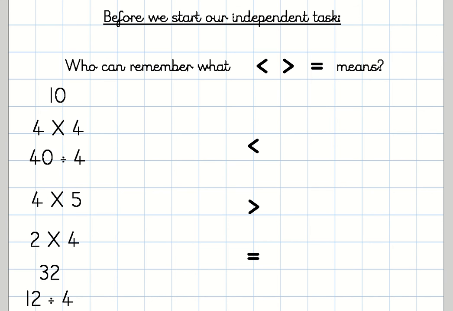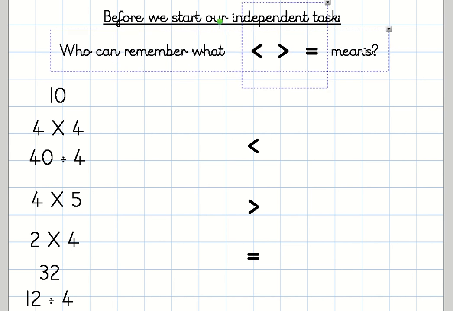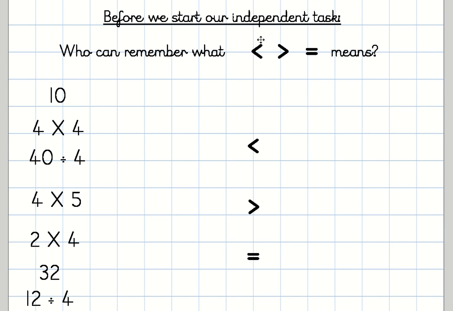The final thing we're going to look at before we start our independent task is using these symbols. Have a think. Can you remember what these symbols mean? Hopefully you've remembered that these link to our more than and less than. And remember, the largest part, if we think of the mouth of a crocodile, eats the largest number. So this first one represents less than. So the number on the left is less than the number on the right.